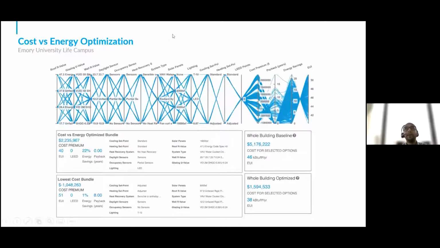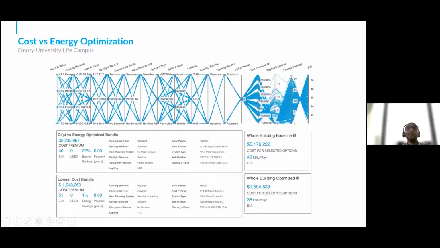In this case, they ran these thousands of simulations and they can see exactly what combinations of options they should be going for so as to provide the lowest EUI, which they actually achieved. So in this case, the whole building baseline EUI was 46, just like we saw in the previous pages. We can see the cost for all of these options, which is about 5 million. And once they optimized the project, they could see that the EUI came down from 46 to 40 in this specific instance, which led to a 22% energy savings.